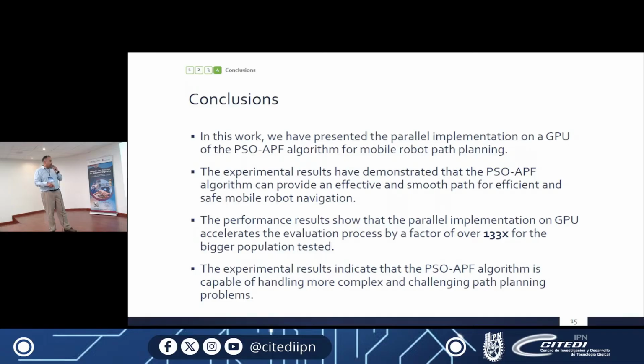The experiment results indicate that this proposal can be extended for more complex and challenging path planning problems like dynamic environments and unknown environments where the mobile robot has to interact with its environment. Other robots, people, certain obstacles that change their position. So we can tackle more complex and challenging problems.